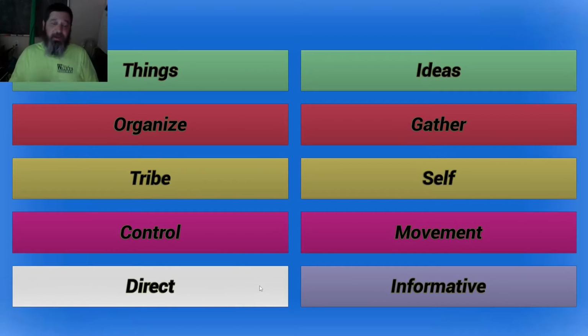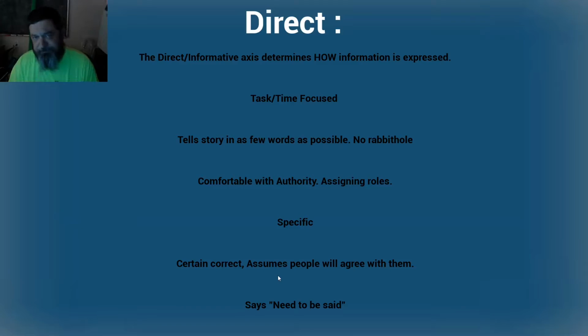All right, now we're into the direct and informative. Direct is going to be that. They are going to talk direct. The direct-informative axis determines how information is expressed. Direct people are very task and time focused. They tell a story in as few words as possible without digging off into rabbit holes.